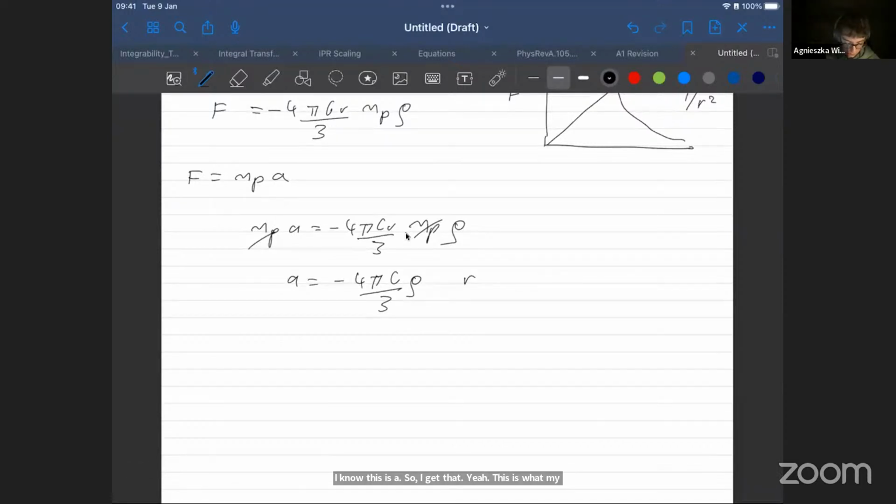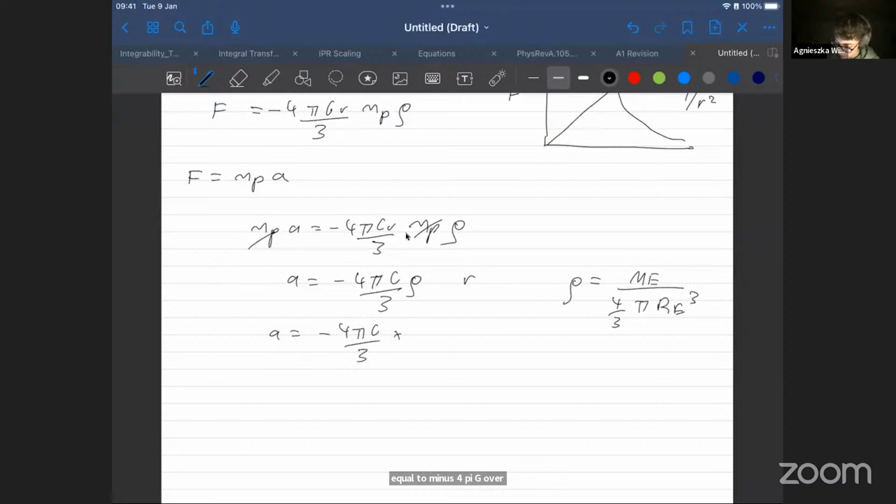Obviously I have the density of the Earth, which is something that I will need. So let's quickly write what the density of the Earth is. It's going to be the mass of the Earth, M_e, over the volume of the Earth, 4 over 3 pi R_e cubed. Putting that into my expression, I get a is equal to minus 4 pi G over 3 times M_e over 4 over 3 pi R_e cubed, times r. And finally, this is just minus G M_e over R_e cubed times r.